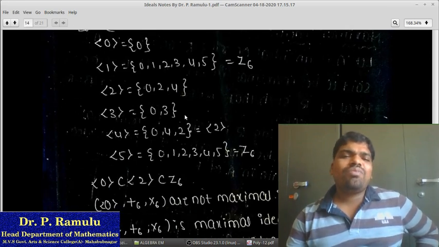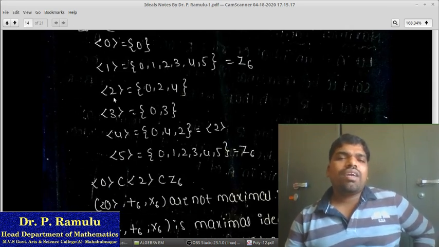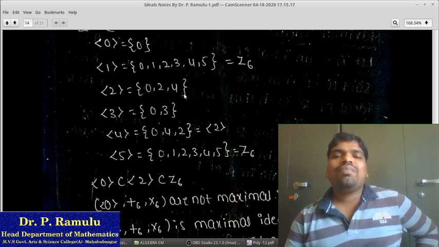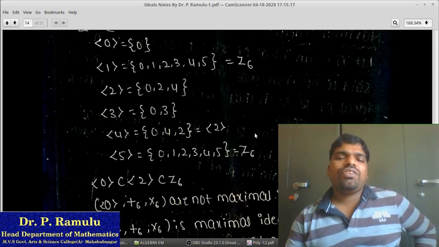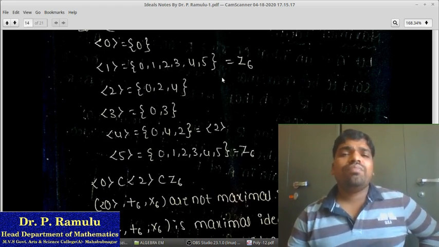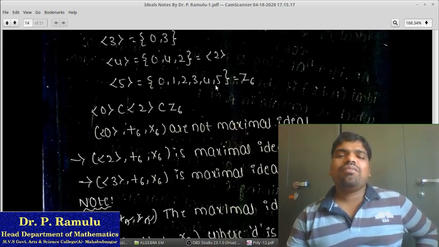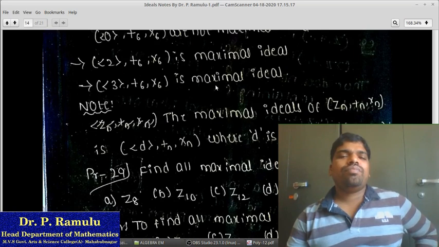You can observe here that generator 2 is nothing but an ideal of Z6. Between generator 2 and Z6, does there exist any proper ideal? No, not possible. Why? Because generator 2 is {0, 2, 4} and after that it is all of Z6. Between generator 2 and Z6, there does not exist any ideal. So therefore generator 2 is a maximal ideal.